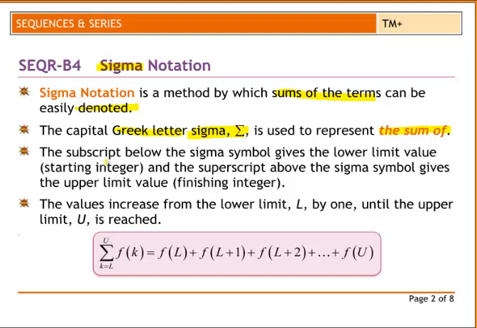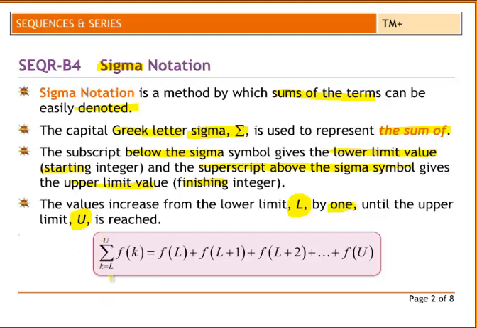The subscript below the sigma gives the lower limit value, or where you're starting, and the superscript, which is above the sigma symbol, gives the upper limit, which is the finishing integer. The values increase from the lower limit L by 1 each time until you get to the upper limit. You can see this represented here: the sum of f of k from k is L up to u.